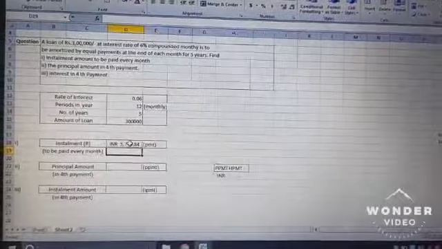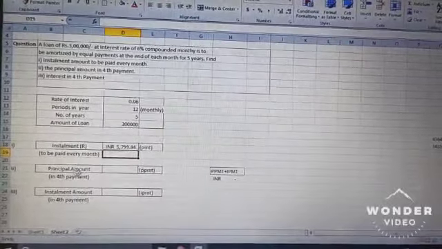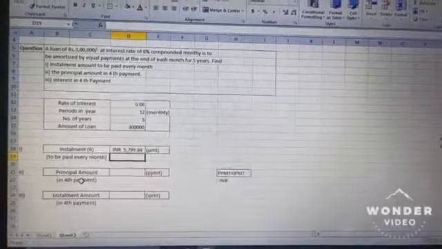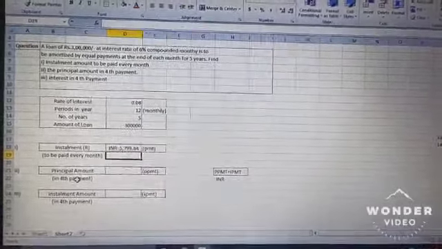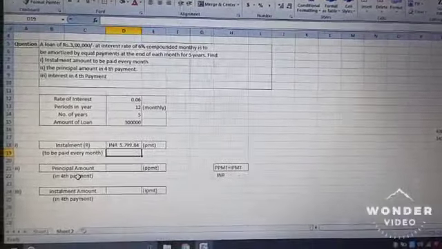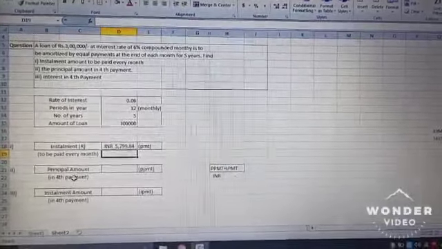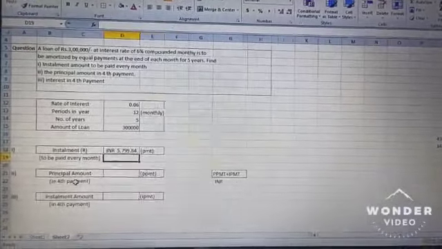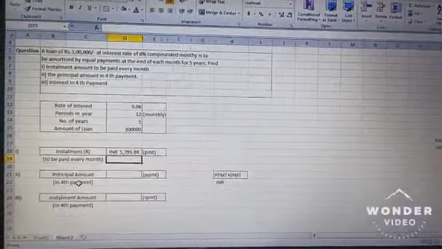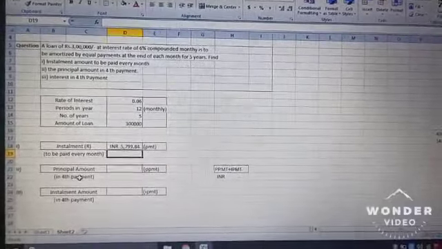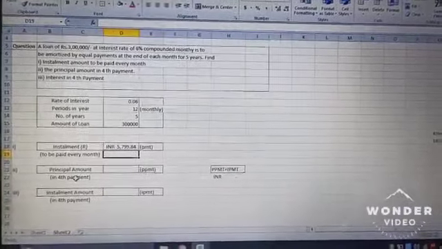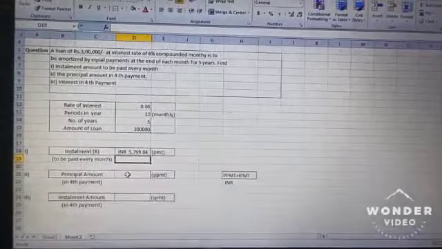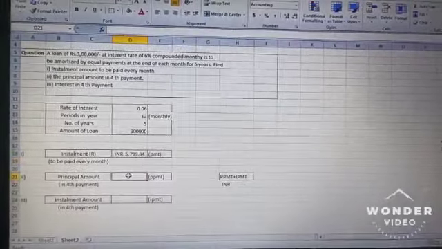Now the second thing that we have to find out is the principal amount in the fourth payment. So the first payment is at the end of the first month, the second payment at the end of the second month, the third payment at the end of the third month, and when we are making the fourth payment, what is the principal amount and what is the interest amount? Now this we discussed in the first question itself, that the principal amount and interest amount will change across all the equal payments made.